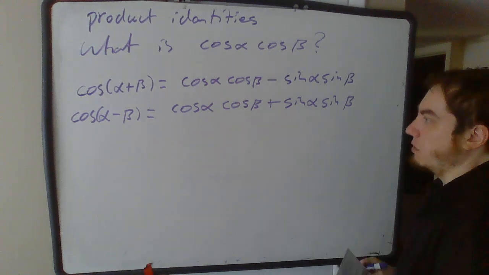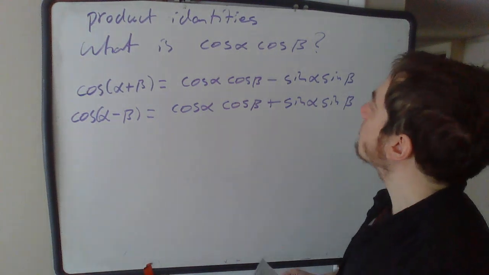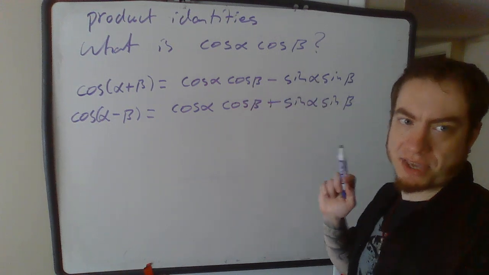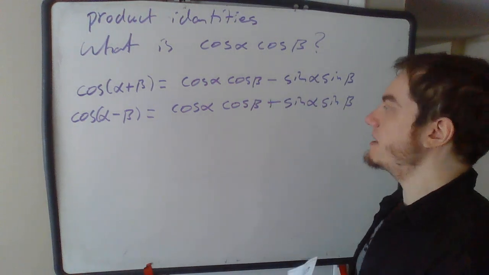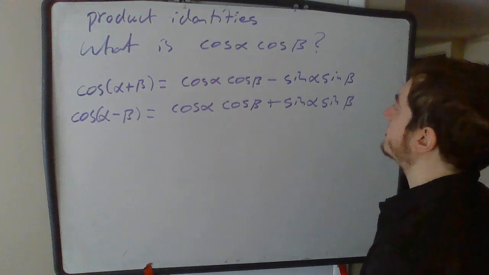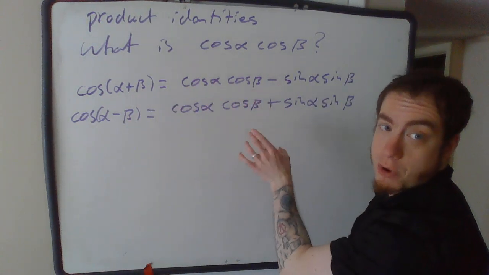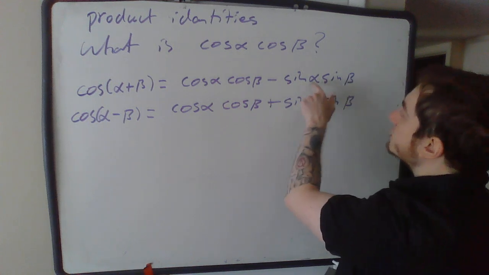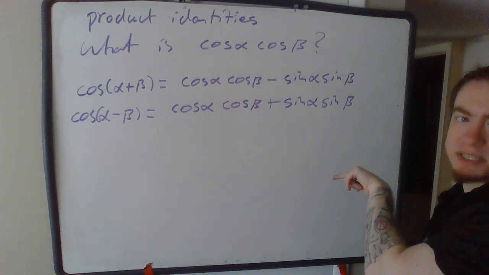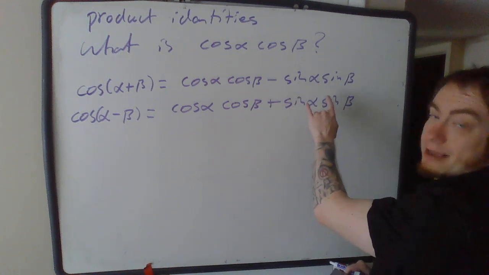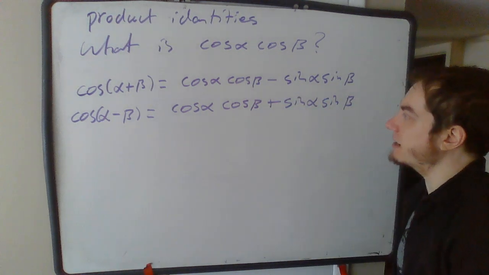Well, how does this help me? Why would I look at these things? The reason that I want to look at these things is because I can notice now, and this is the observation that made people probably think about this in the first place, notice that in these two equations, in these two identities, the second terms are the same except that they have opposite signs. Up here, this is being subtracted. Here, it's being added. This sine alpha, sine beta.